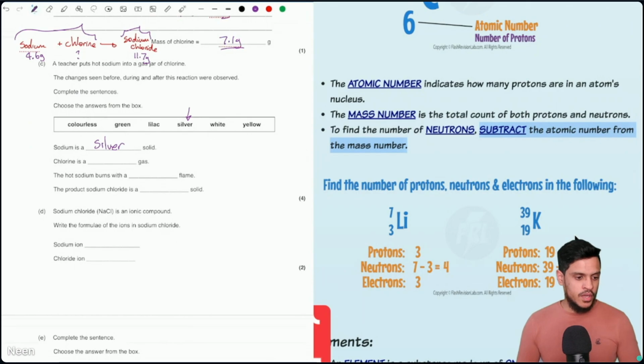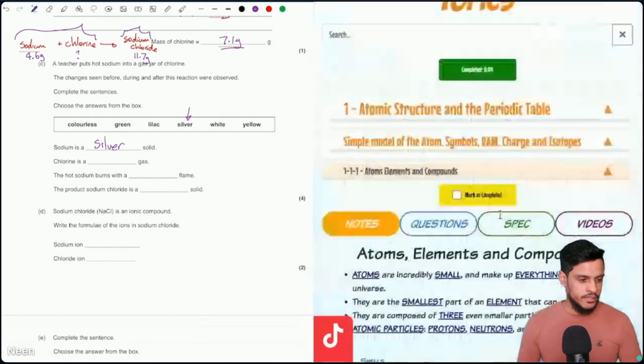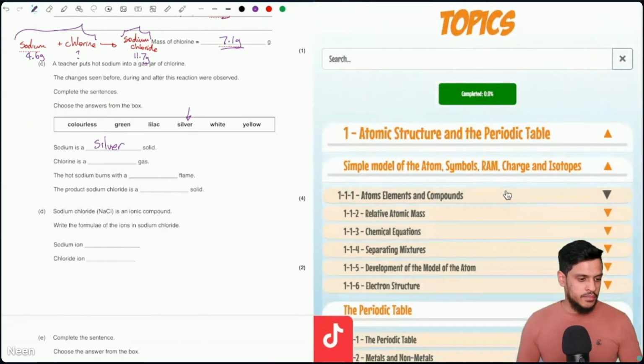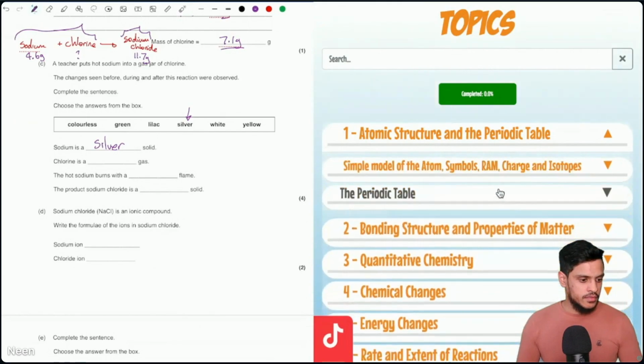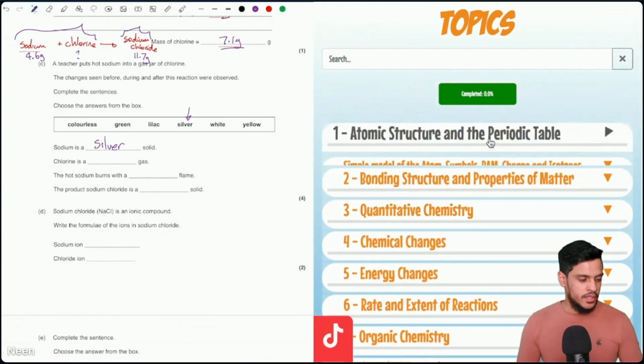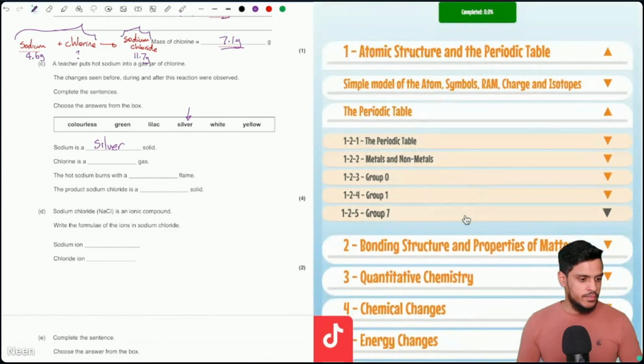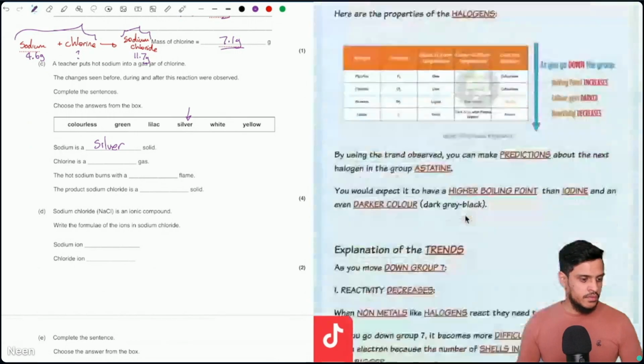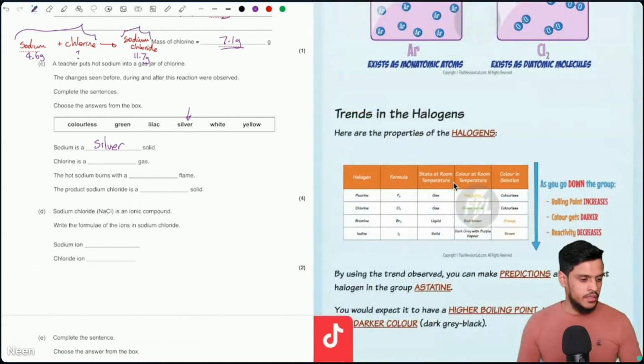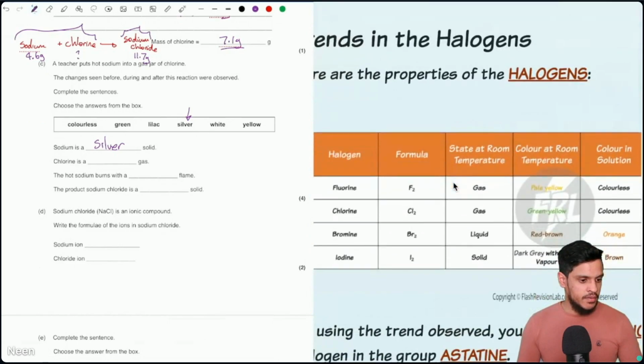Chlorine is, what color is chlorine? Does anyone know that? That's something you need to memorize. I've got it here in the notes. That comes under the periodic table, group 7. Here we've got all the halogens and their appearance. So you can see here, chlorine is green. Yep, chlorine's green. Well done, Will. Chlorine is a green gas.